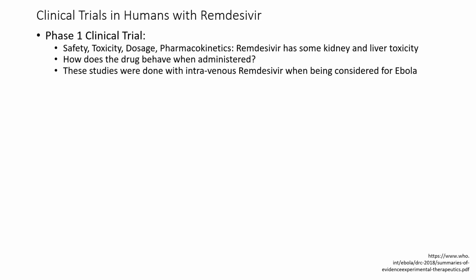At this point, I want to discuss the principles of clinical trials along with clinical trials done in humans with remdesivir. A phase 1 clinical trial is done after extensive detailed studies in the lab, including animal studies. The purpose of a phase 1 trial is to determine safety, toxicity, dosage, and pharmacokinetics. Phase 1 clinical trial is designed to find out how the drug will behave when administered in a person.